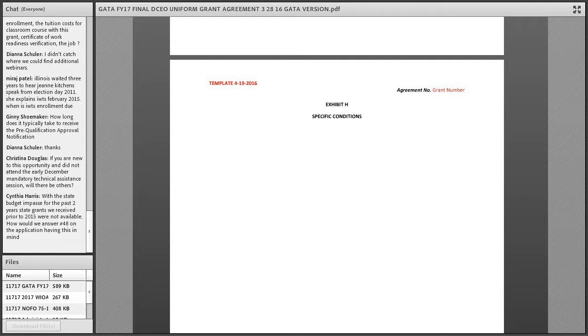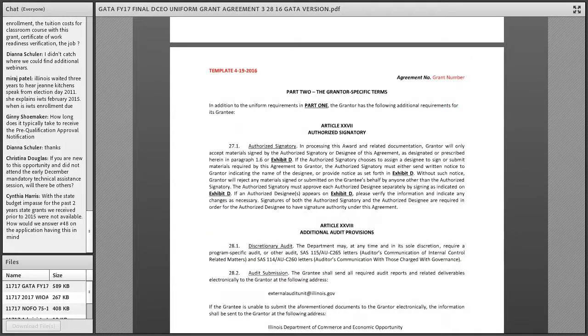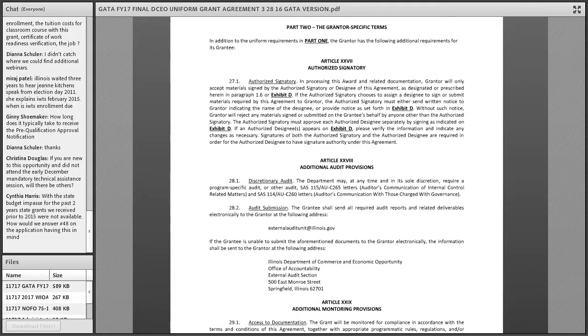So that's all of the standard part 1 of the award document. Part 2 is the Department of Commerce and Economic Opportunity grant-specific information. We have a number of provisions that we are required under a number of laws and other regulations that we have to reference and include, and they are included in Part 2.